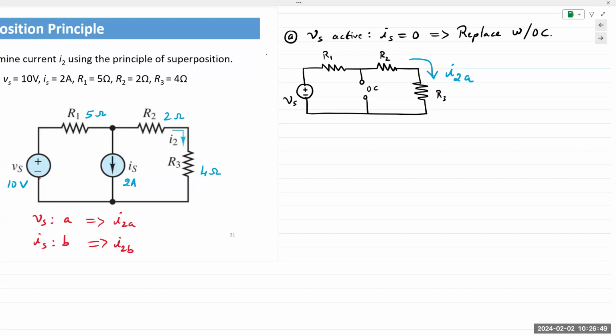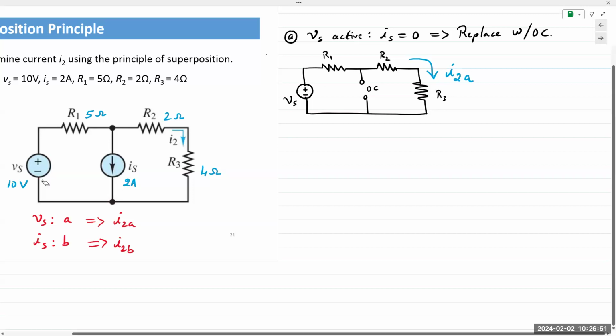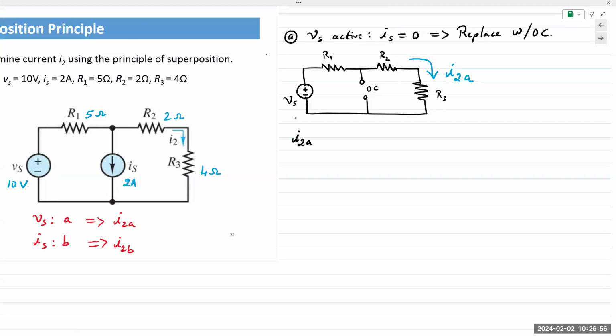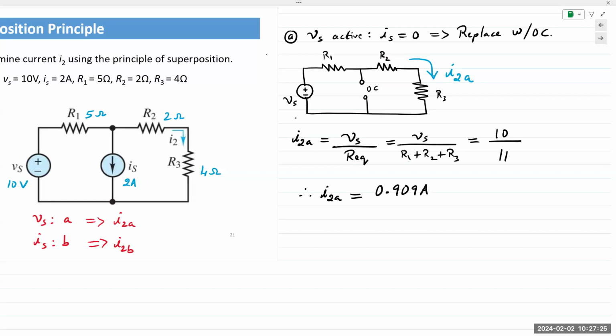And I can write I2A is simply Vs over Req. And Req in this case is simply the sum of all the three resistors in series. So this would become 10 divided by 5 plus 4 plus 2, which is 11. So I2A is 0.909.